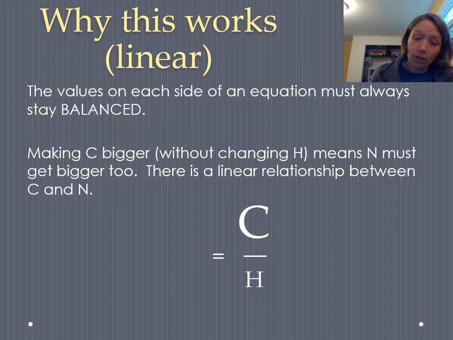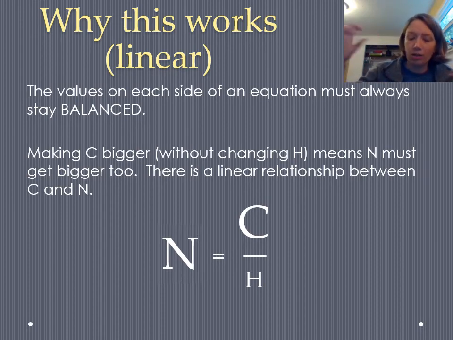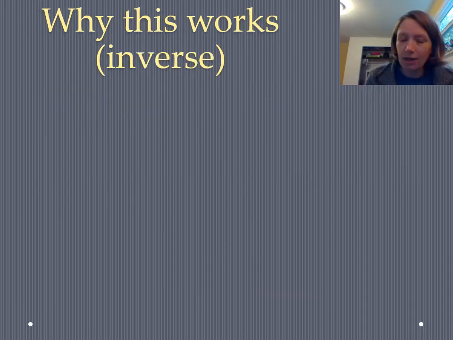And so if you think about the other side of the equation, what do we have to have happen to n in order to keep this equation balanced? N has to go bigger as well. N is going to have to double to keep up with C. So this is why linear relationships belong on the top of the fraction, because if you double the top of a fraction, you double the value of the fraction. That's going to make the other side of the equation bigger by the same ratio.